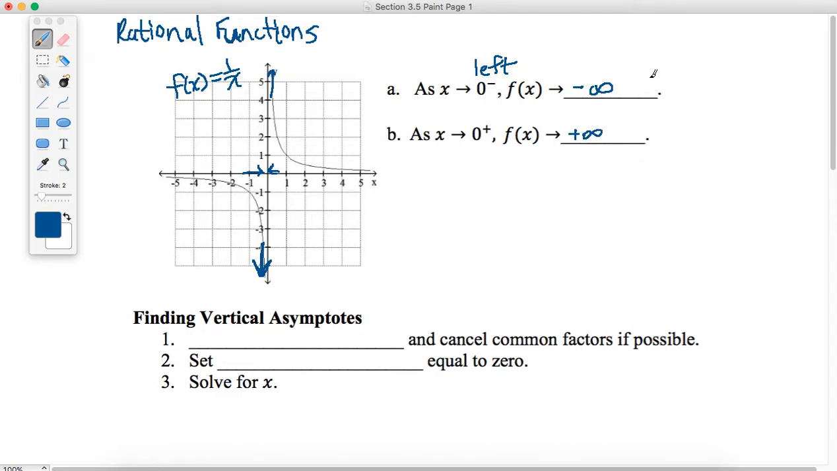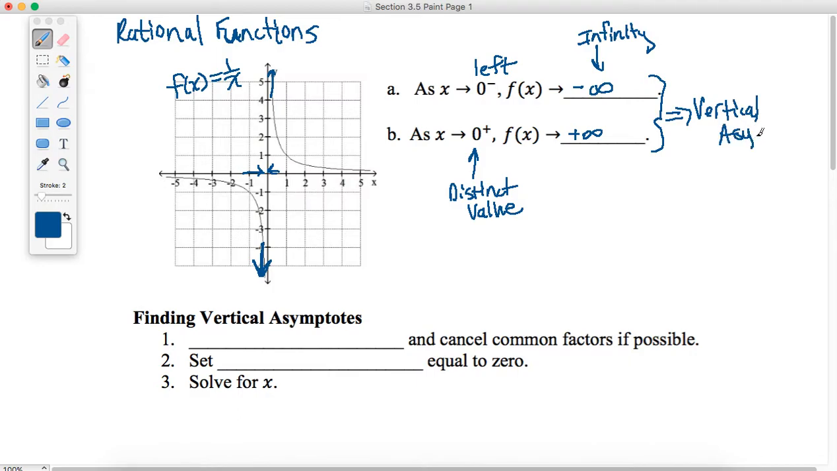And what we said last time was when our function approaches a distinct value, from the left and or the right, and I get an infinite value, infinity or negative infinity, that means we have a vertical asymptote. And so here, the line that represents this distinct value is our vertical asymptote.